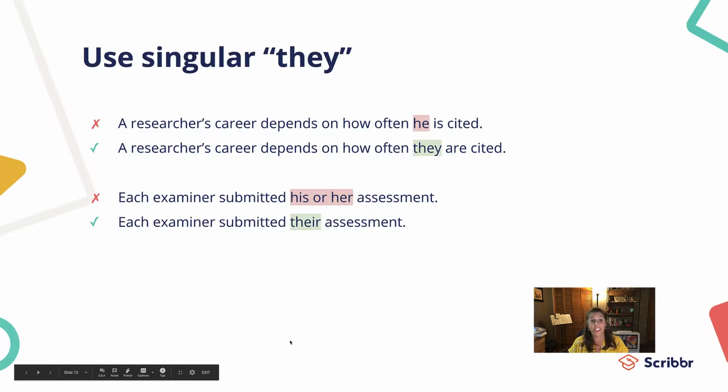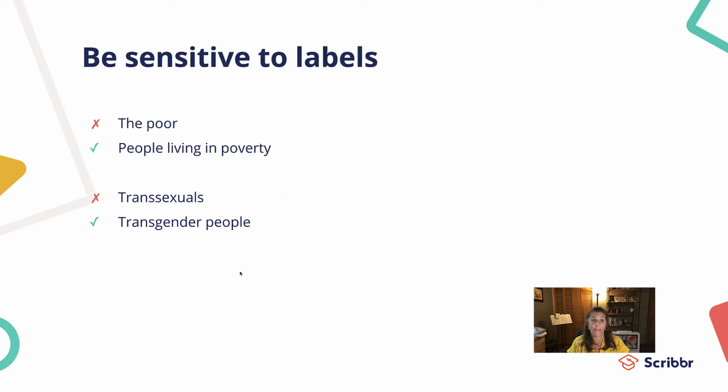One of the big changes is the singular they. So we are no longer having to use he or she or his or her to be gender neutral. We are going to use they or their as a singular neutral way of doing pronouns. Be sensitive to labels, obviously. They give some examples here.